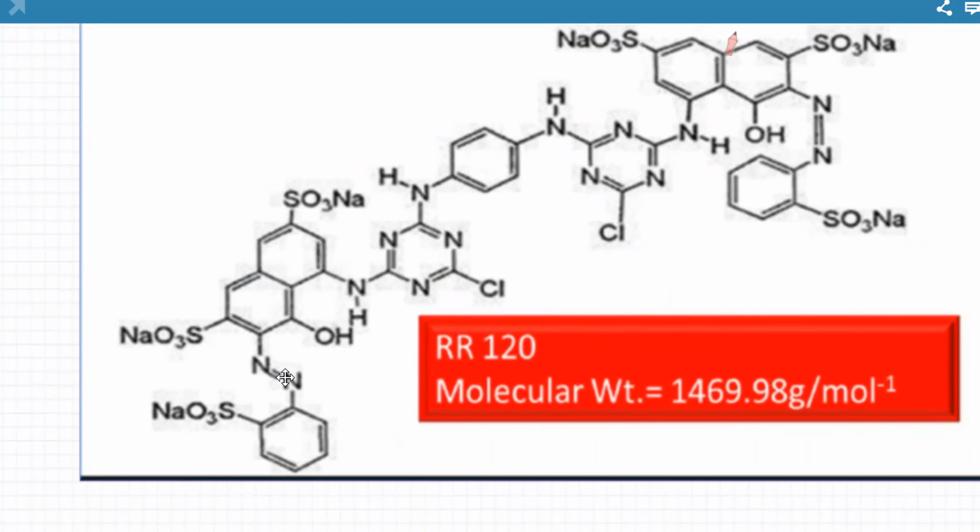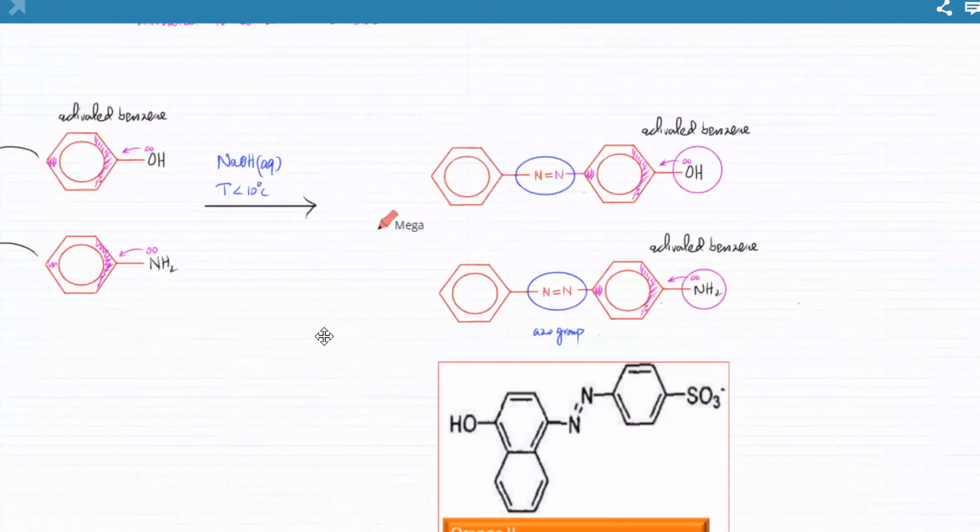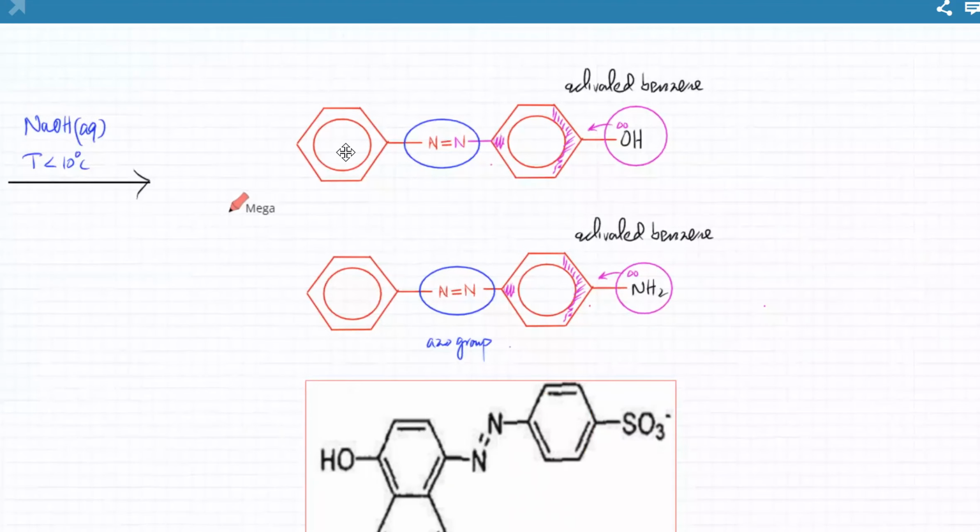Yes, sir. What do you mean by saying it's not activated, sir? One of them has to have either an OH or an NH2. Usually it's an OH or an NH2. That's the basic structure: you'll have benzenes connected together with an N double bond N in between, and one of them has to have either an OH or an NH2.